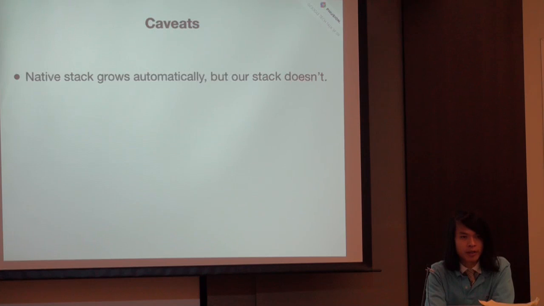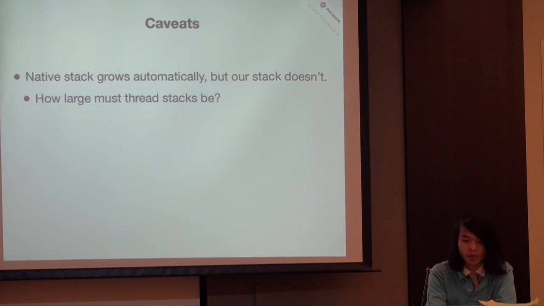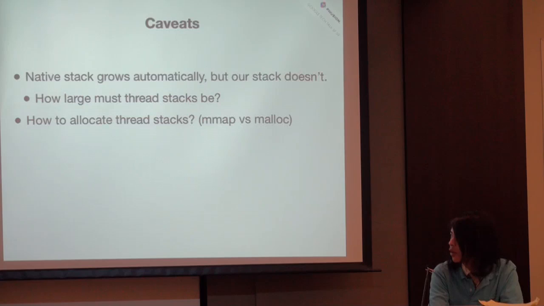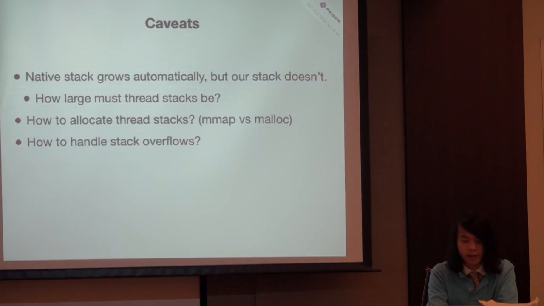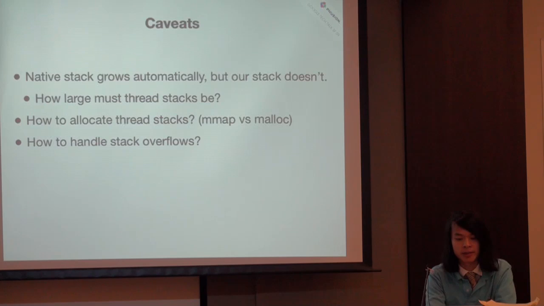There are some caveats to this, because native stacks grow automatically. Our operating system usually takes care of this, so it grows as it needs to. Our stack doesn't, however, because we're allocating this on the heap, and we need to manage this ourselves. So this raises a question: how large must our thread stacks be? Also, how do we allocate these thread stacks? Do we use mmap or do we use malloc? And lastly, how do we handle stack overflows? Because it's very easy to fall off your stack, and all bad things could happen.